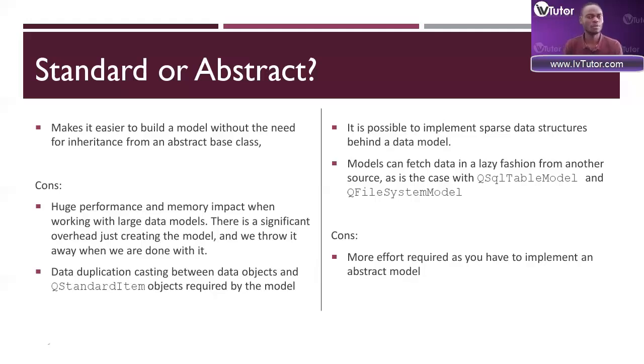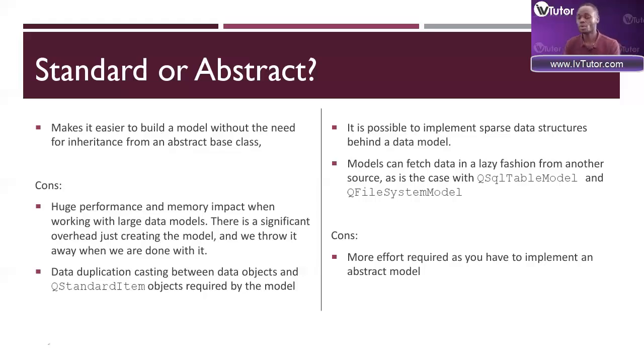Because using a concrete model like the QStandardItemModel makes it easier to build your application. It has been implemented already, which means you don't have to inherit from an abstract class and implement your own model, because implementing a model is a bit of an effort. So one advantage could be, look, if I'm dealing with a small data set, I can just go with a QStandardItemModel because it's easy. It's implemented already. It's ready to use. So why not use it?